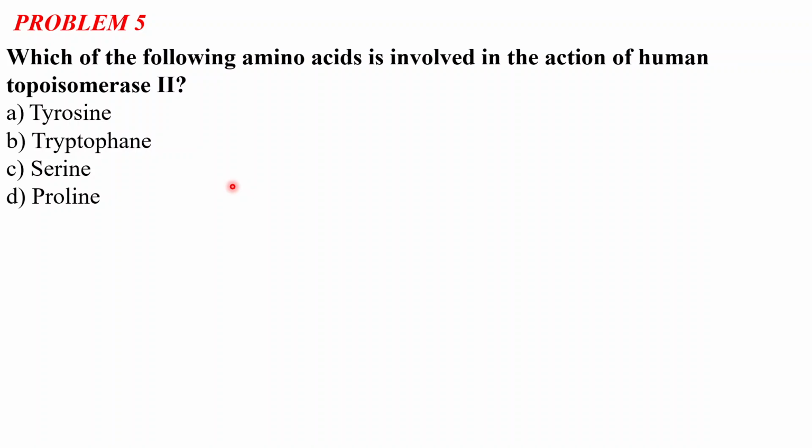Which of the following amino acids is involved in the action of human topoisomerase 2? Tyrosine, tryptophan, serine and proline. Let me know in the chat box A, B, C or D which of the following you think is the correct answer.